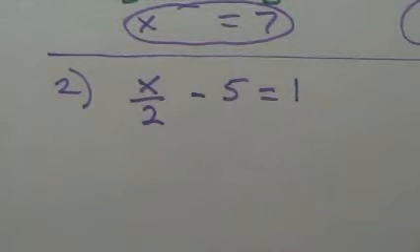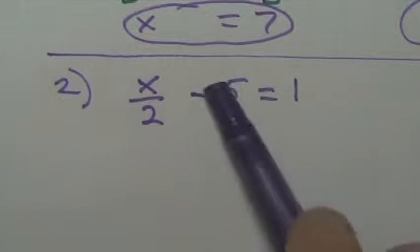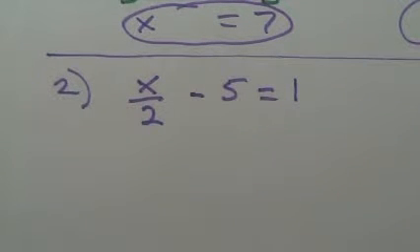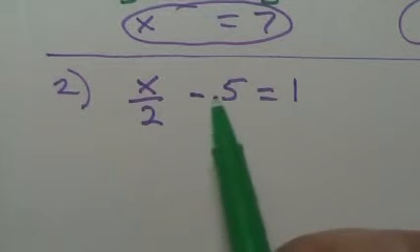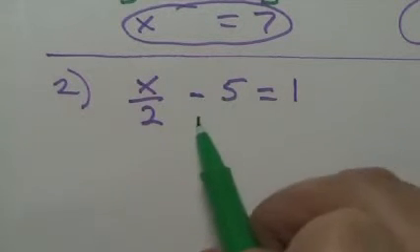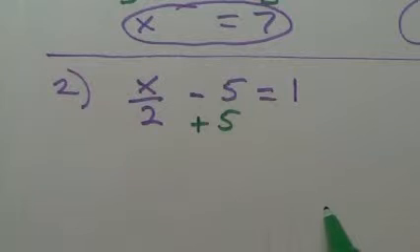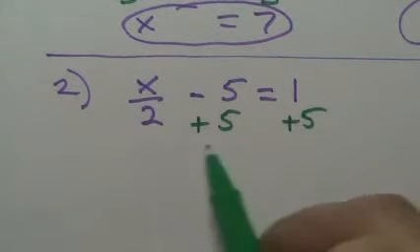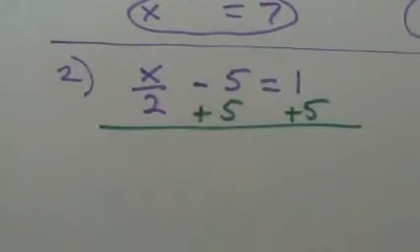Okay, here's our second example. This time we'll check it on the other side in just a minute. X over 2 minus 5 equals 1. All right, our first step is take care of any adding or subtracting. Well, to take care of this minus 5, I will simply add 5. But you have to do it to both sides. You have to be fair.